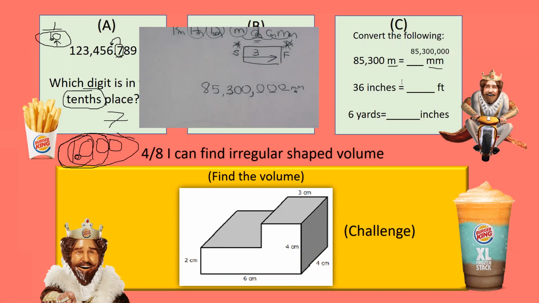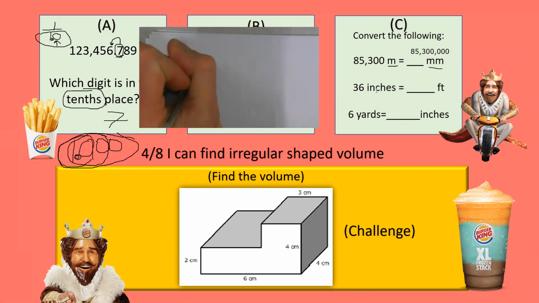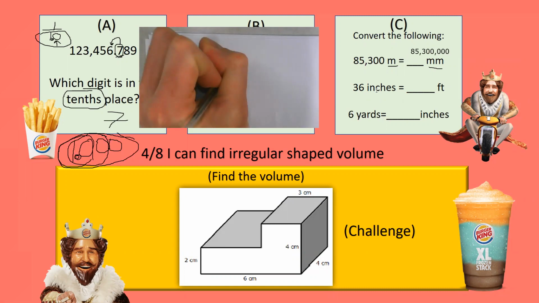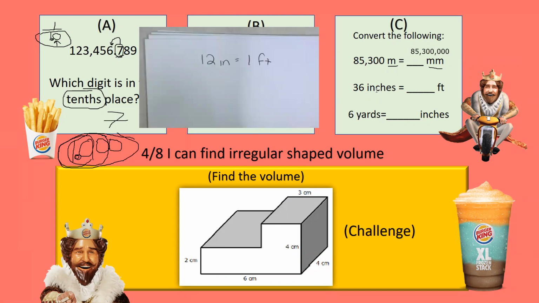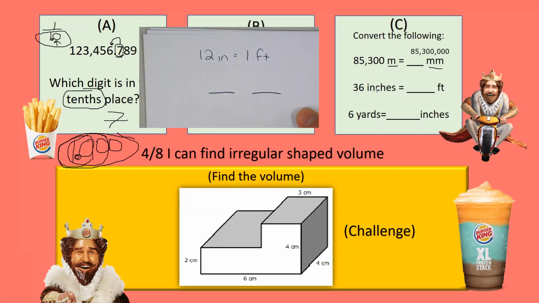Oops. All right, and then 36. This one's difficult. So what do we know about inches and feet? We know that 12 inches equals 1 foot. And remember, the way that I teach you how to do this is I say, let's do a double blinker, 2 lines. And then on this side, we'll put what we know.